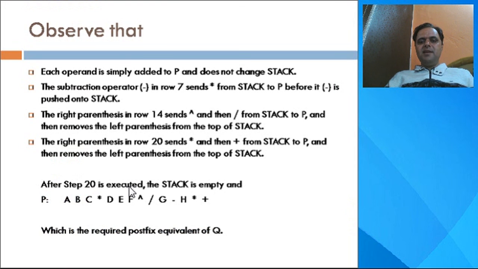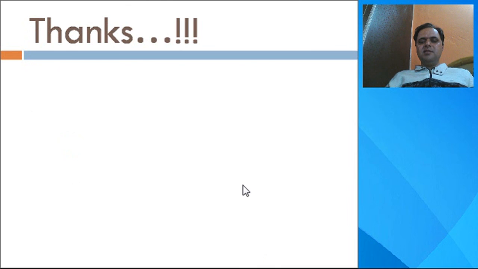So after step 20 is executed, the stack is empty, and the final postfix expression is A B C multiplication D E F power divided by G minus multiplication H plus, which is the required postfix equivalent of Q. So this is how we can transform an infix expression into a postfix expression. This is all I have today. Thank you.